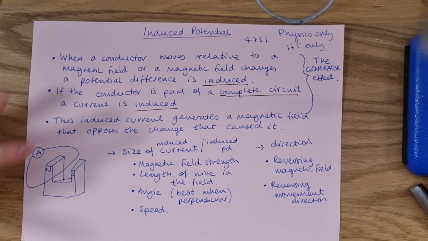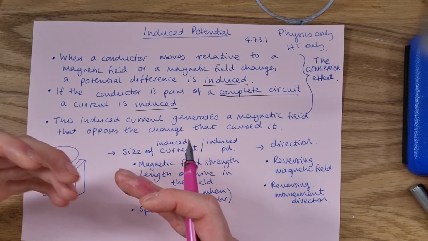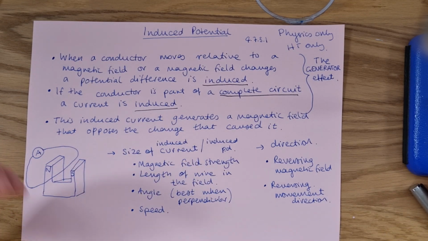Now, this is a bit tricky, but when you have a current induced in a wire, there's also going to be a magnetic field around that wire. And as it happens, that magnetic field around the wire opposes the change that caused it. So if it's heading towards a north pole, it's going to create a north pole itself to try and repel it back out of the way. That's a very tricky thing for GCSE physics. Even at A-level physics, it's called Lenz's law. It's very tricky. But if you just try and remember that this induced current generates a magnetic field that opposes the change that caused it.